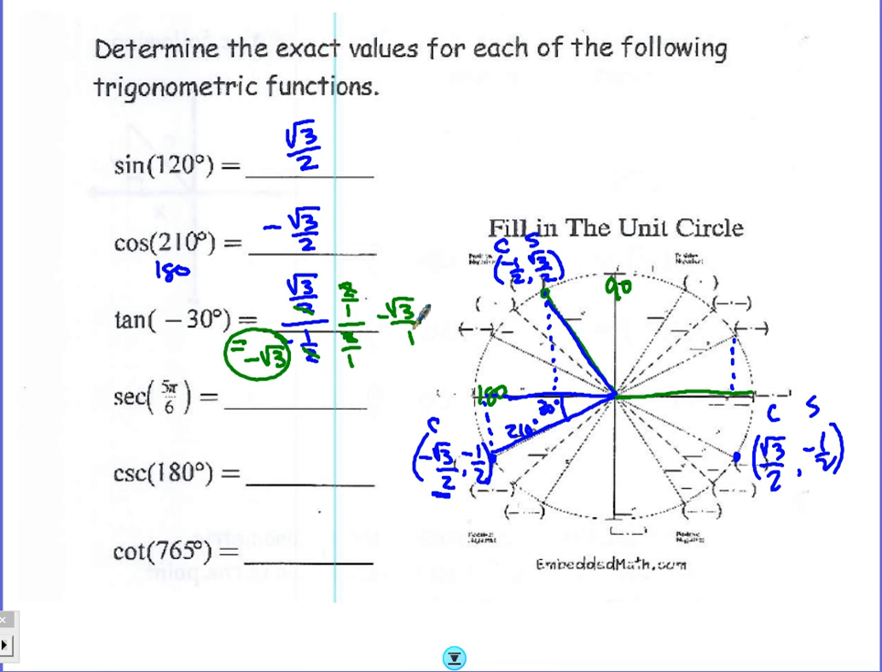Okay, there was a little bit of work needed. It would have been better maybe to do that over on the side and then put my final answer there. But hopefully that helps. For this guy, you need to count it out. Figure out where 765 is.